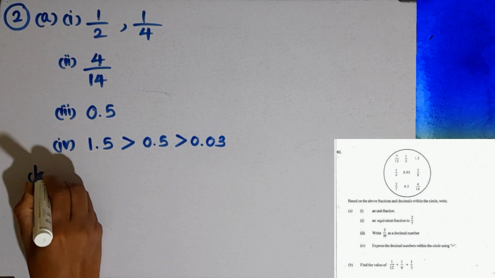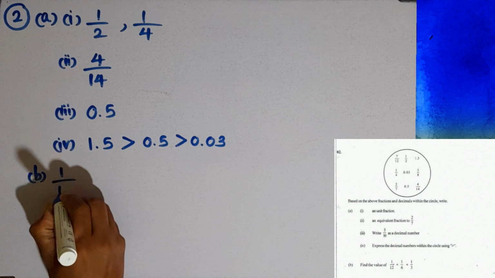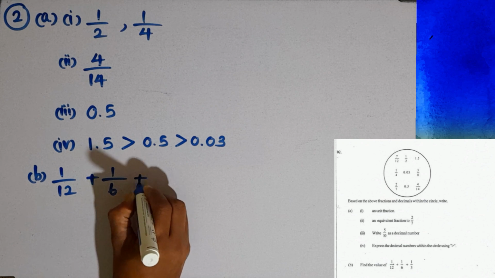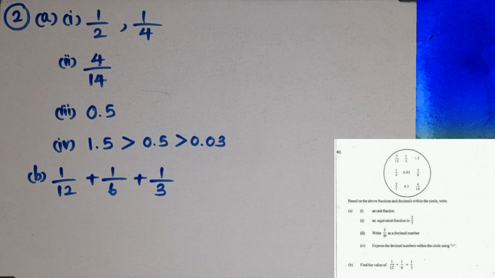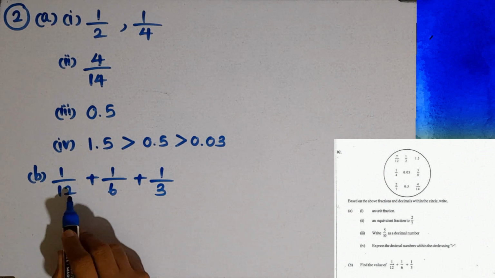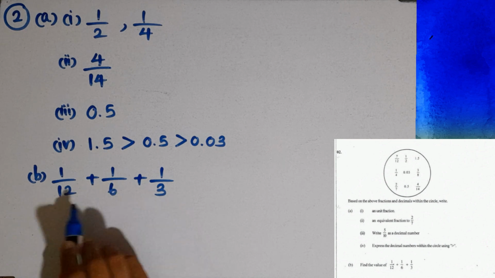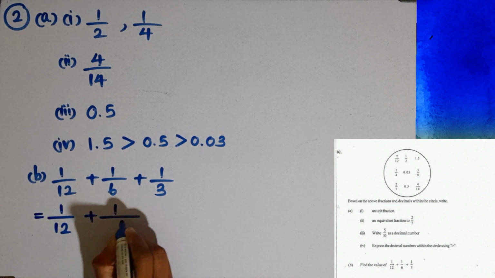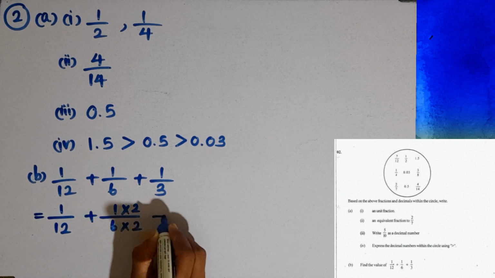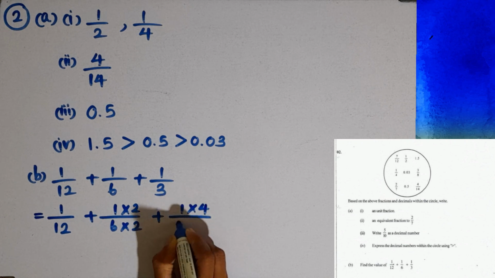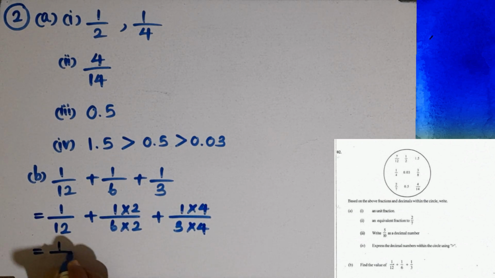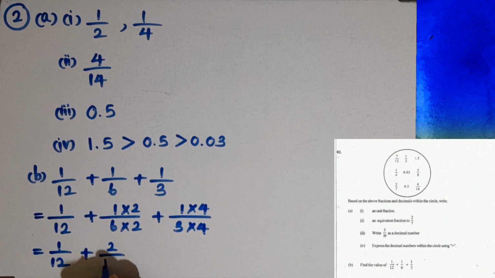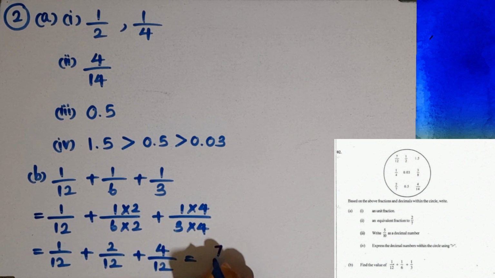Then B part, find the value of 1 over 12 plus 1 over 6 plus 1 over 3. We have to take the common denominator. The denominators are 12, 6 and 3. We can take 12 as the common denominator. So, the first fraction remains unchanged, the second fraction should be multiplied by 2, then the third one by 4. Then we get 1 over 12 plus 2 over 12 plus 4 over 12. Now we can add the 3 numerators. So the answer is 4 plus 2 plus 1 is 7, 7 over 12.